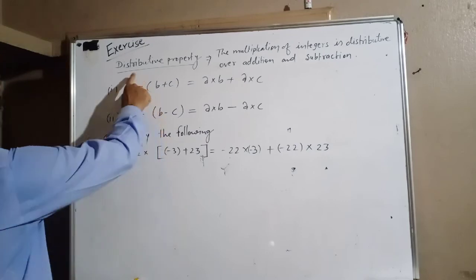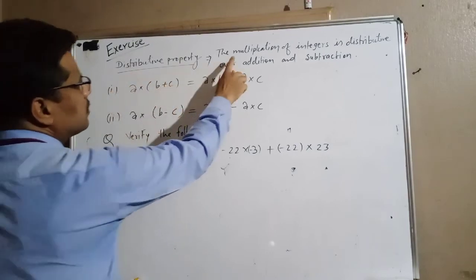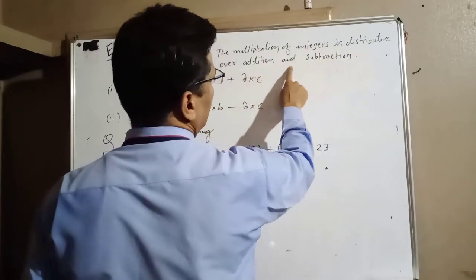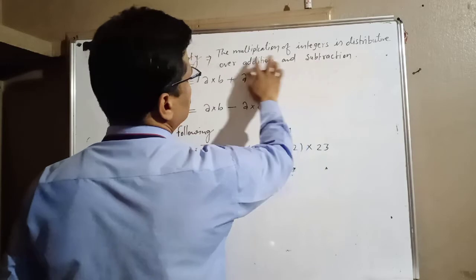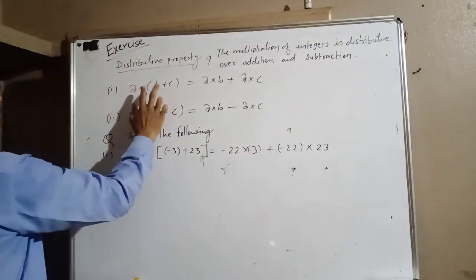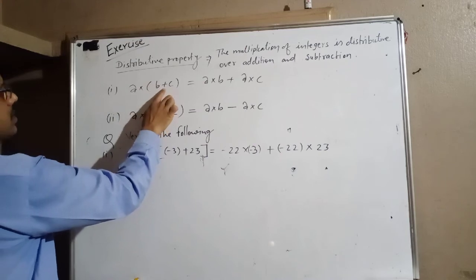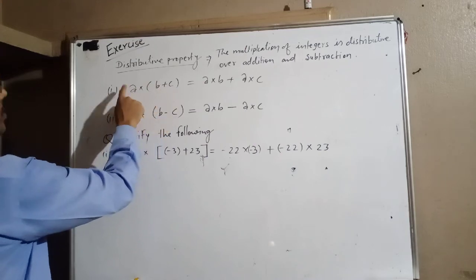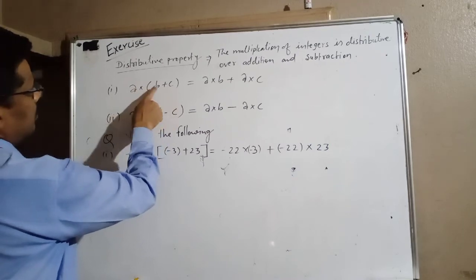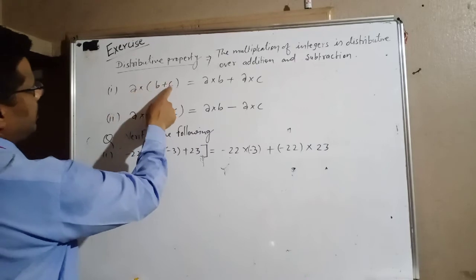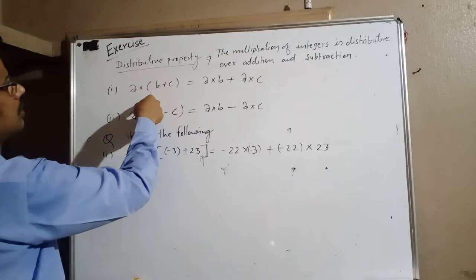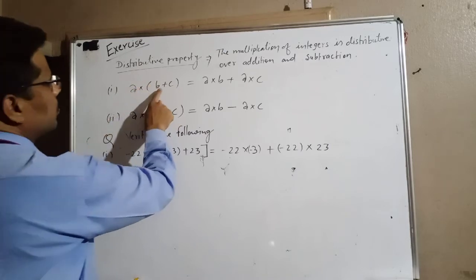Now we will learn about the distributive property. The multiplication of integers is distributive over addition and subtraction. What is the meaning of this? Suppose there are two numbers in the bracket, there is the addition sign, and outside there is one number. When you multiply this number, it is multiplied in both, a multiplied by b and a multiplied by c. When you multiply a into b and a into c, this is called multiplication of integers over addition.